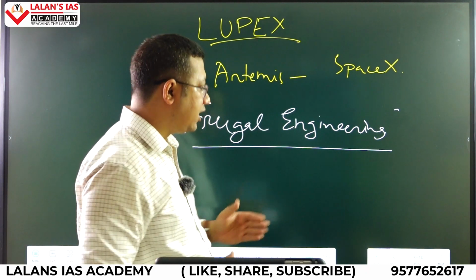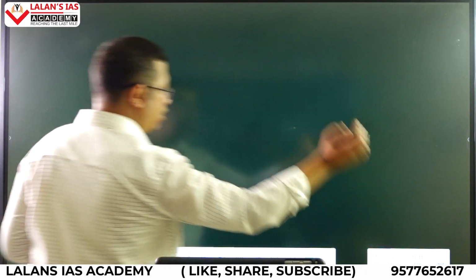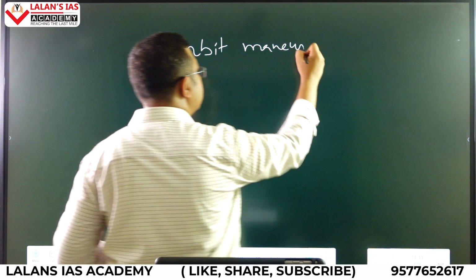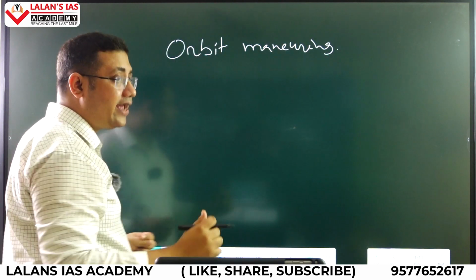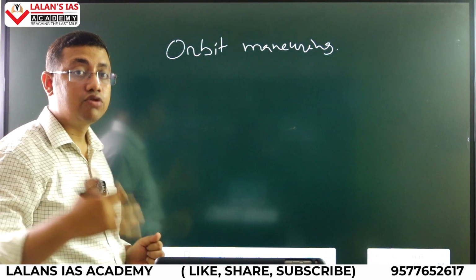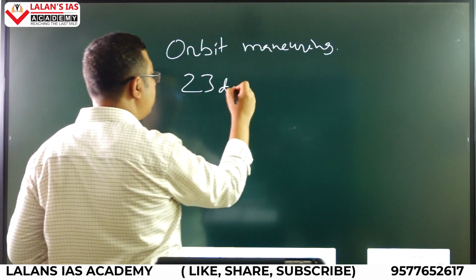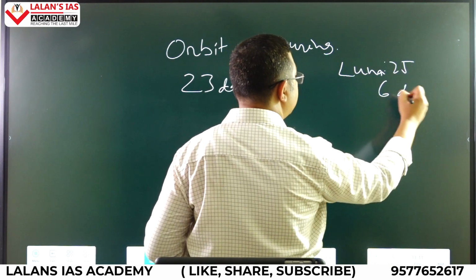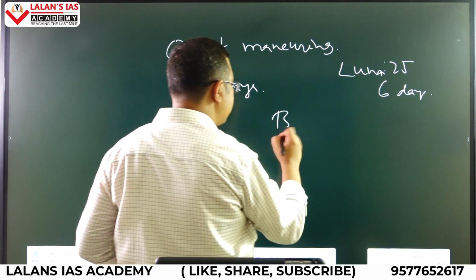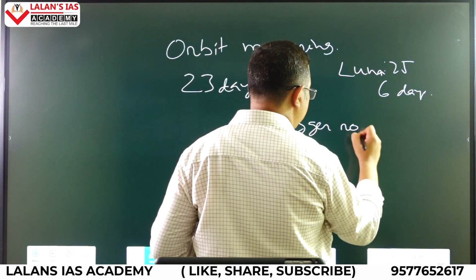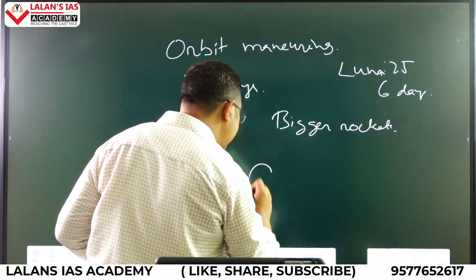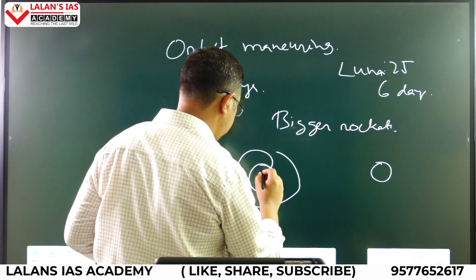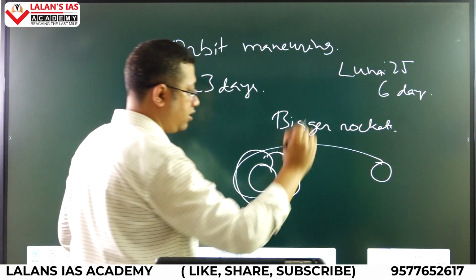Actually, one thing I missed, there is something called orbit maneuvering. You'll be surprised how long it took Chandrayaan-3 to reach the moon from Earth. It took 23 days. But how long did the Russian Luna-25 take? It just took 6 days. Why? The answer is bigger rockets. Because it was bigger rockets, it could directly, this is the Earth, this is the moon, go there, take a straight route.